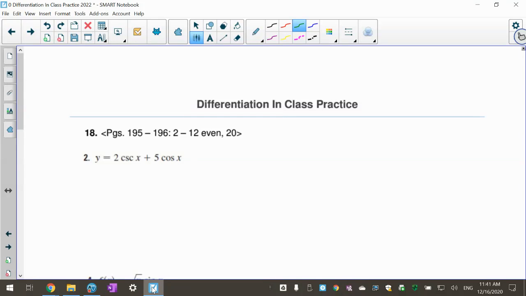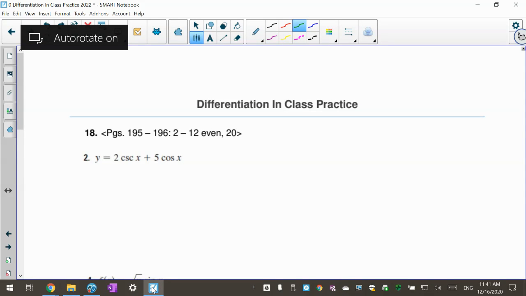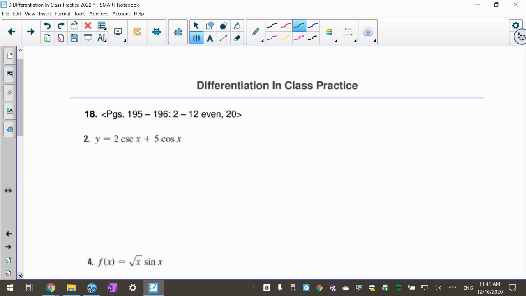Okay, this is number 18 on our Calculus 1 differentiation in-class practice. We're starting to do trig derivatives, and I wanted to make sure that we practice some. These are the same pages as your homework, except that I assigned the odds because you have the answers. So I thought we could do some practice together. Make sure you have your derivative card out with you, because I know you're just starting to do this, to make sure that you know what your derivatives are.